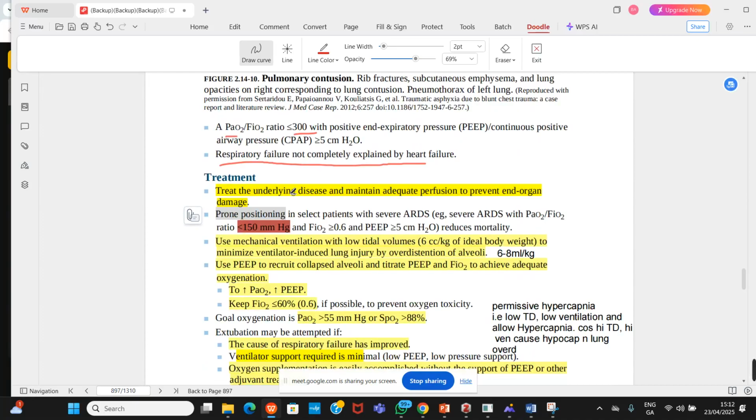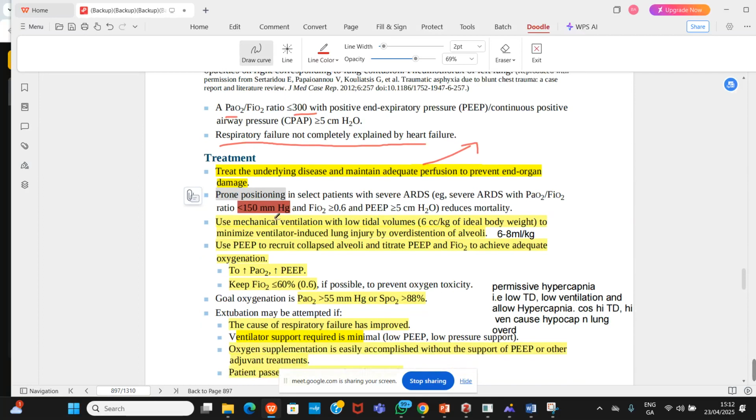Is this person having sepsis? Treat it. Pancreatitis? Treat it. Drowning? Try and stabilize. Aspiration pneumonia? Treat it. Anything that is the cause, treat the underlying cause. There's always an underlying cause. Try to also maintain perfusion because you don't want to cause end organ damage.